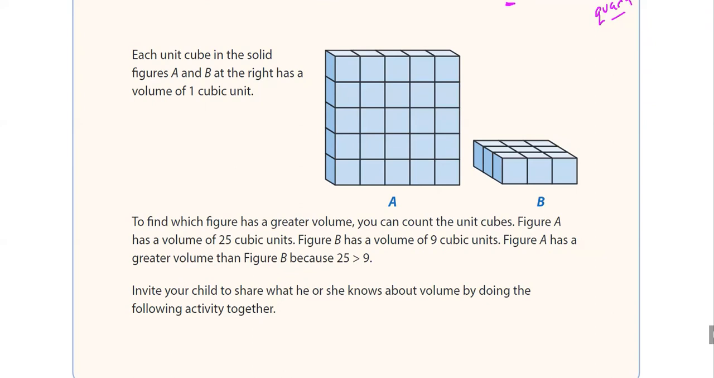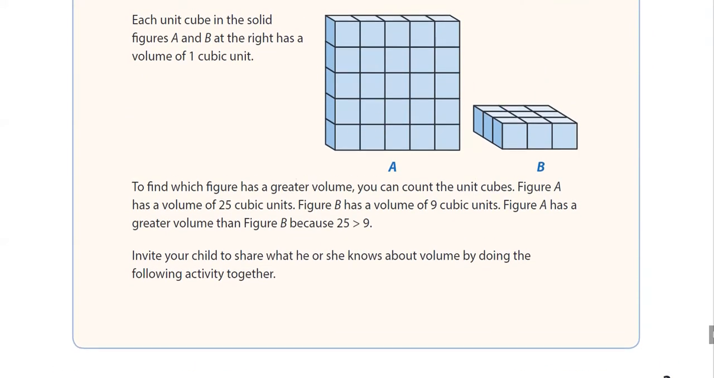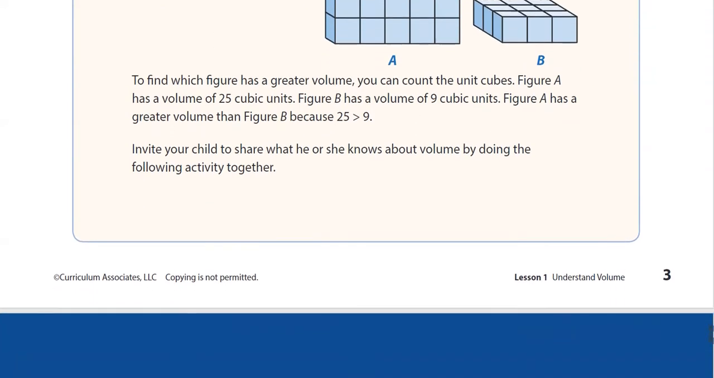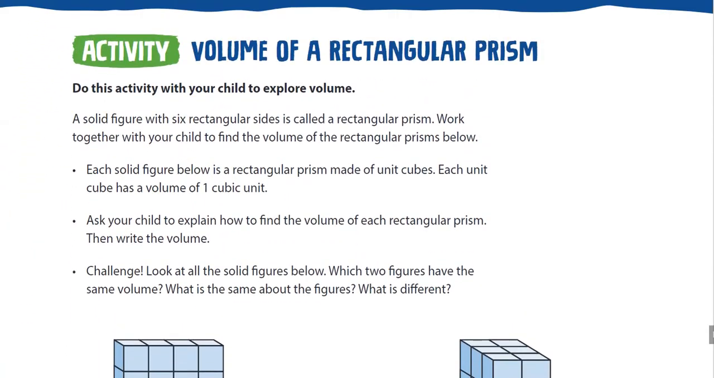Each unit cube in the solid figures A and B to the right has a volume of 1 cubic unit. To find which figure has the greater volume, you can just count them. Just count the cubes. Figure A is 25. Figure B is 9. Figure A has a bigger volume because, you know, it's bigger. That's really all there is to it. It's bigger. Okay, so here's a little activity that you are going to do without me, and then you're going to come back.